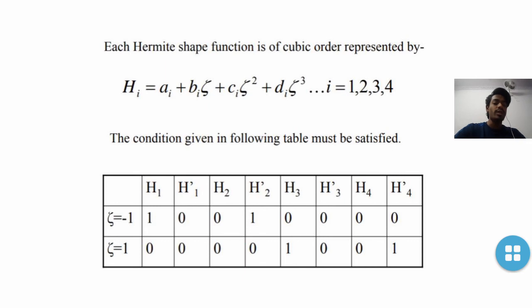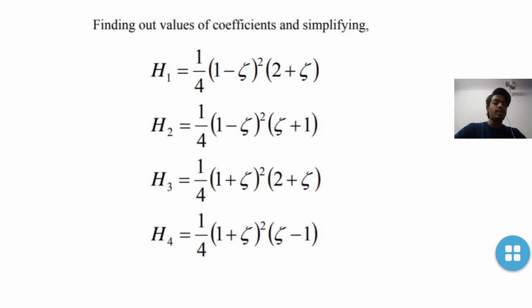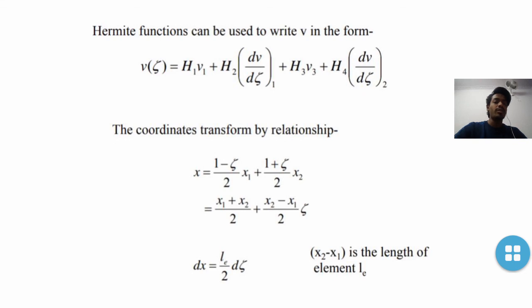Again here you can see the table of different values, and with these formulas you can find the coefficients by simplifying all those values. Hermite functions can be used to write v in the form v of xi equals H1 v1 plus H2 dv by d xi plus H3 v3 plus H4 dv by d xi 2, and the coordinates are transformed by the relationship x equals (1 minus xi) by 2 into x1 and so on. So x2 minus x1 is the length of element le.